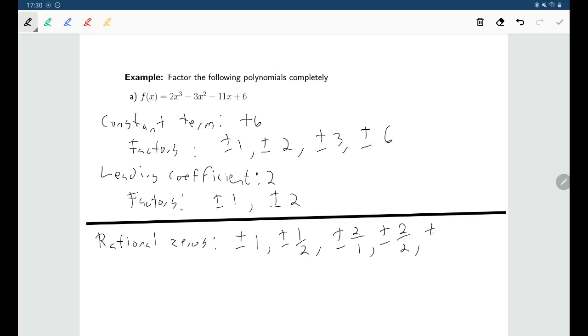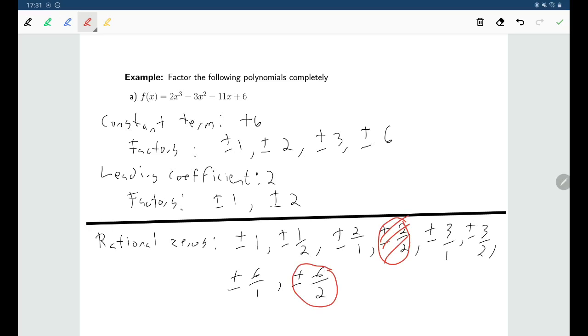Now, one thing that's kind of nice here is that some of these are duplicates. So let me just get these all written down. And so there are some duplicates that we don't have to consider again. So for example, plus or minus 2 over 2, well, that's the same thing as plus or minus 1. And we already have plus or minus 1 on our list, so we don't really need it a second time. If you're thinking about plus or minus 6 over 2, that's the same thing as positive or negative 3, which we already have on our list, so we don't really need that again either.